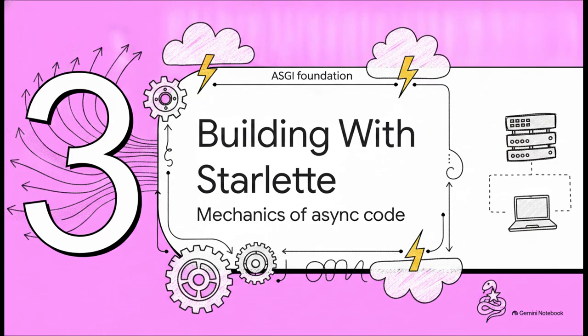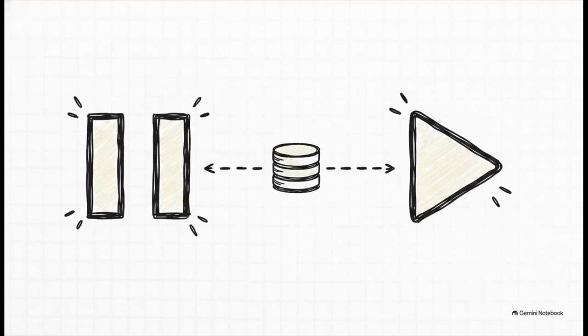All right, let's get into Section 3, Building with Starlette, the mechanics of async code. We've got the theory down, but how does this actually translate into practice? Let's look at the mechanics of writing async code with Starlette. If you peek at Starlette code, it actually looks super similar to Flask, just standard route handlers. But here's the secret sauce: the async def and await keywords.